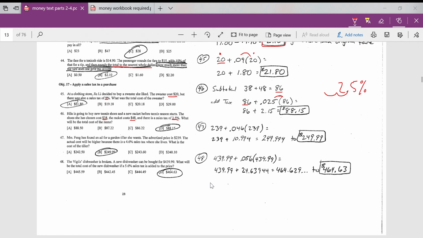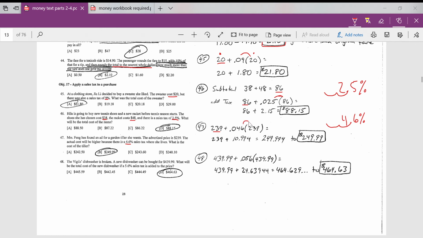47, they're going to buy a garden tiller. Advertised price is $239. The actual cost will be higher because there's a 4.6% sales tax. How much is the cost? So this is very similar to what we just did above. Here's the regular price. Again, 4.6%. Move it twice. 1, 2. Got to put a 0 in the open spot. So 4.6 is 0.046 as a decimal.